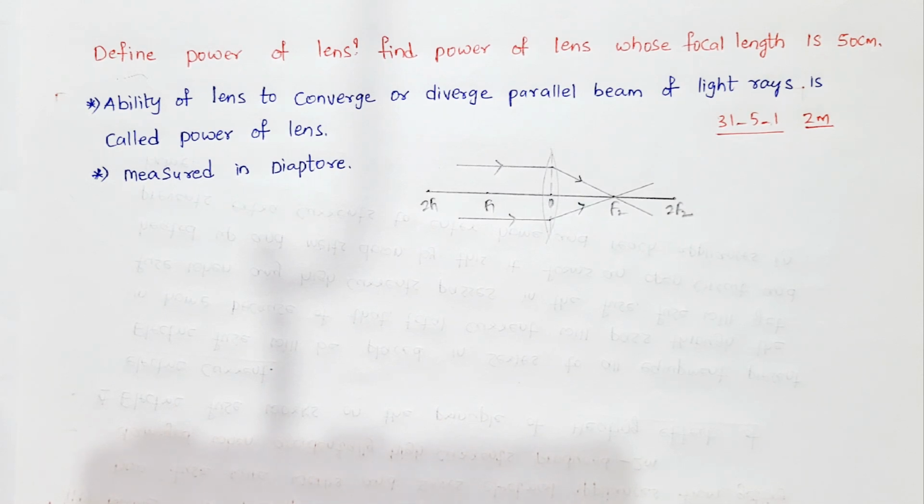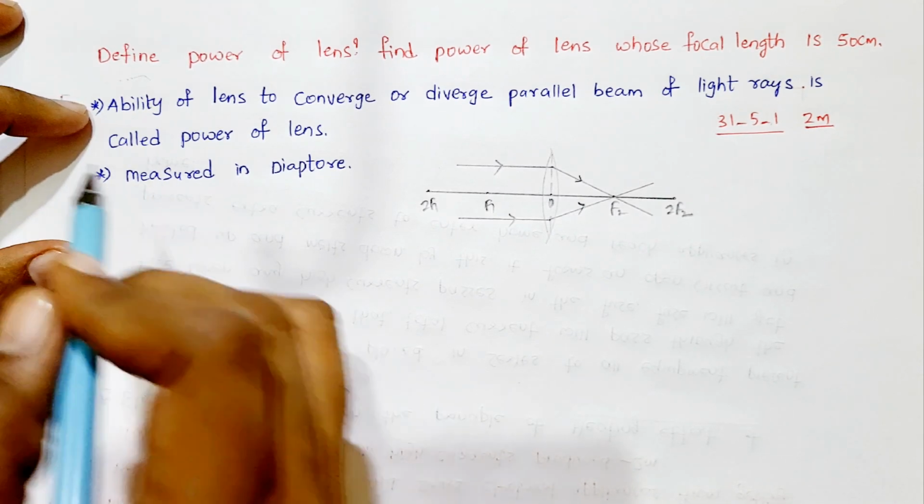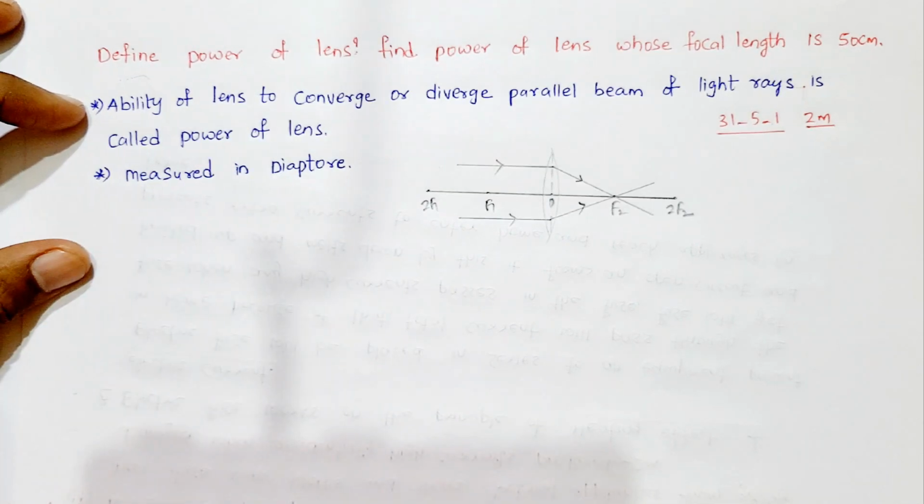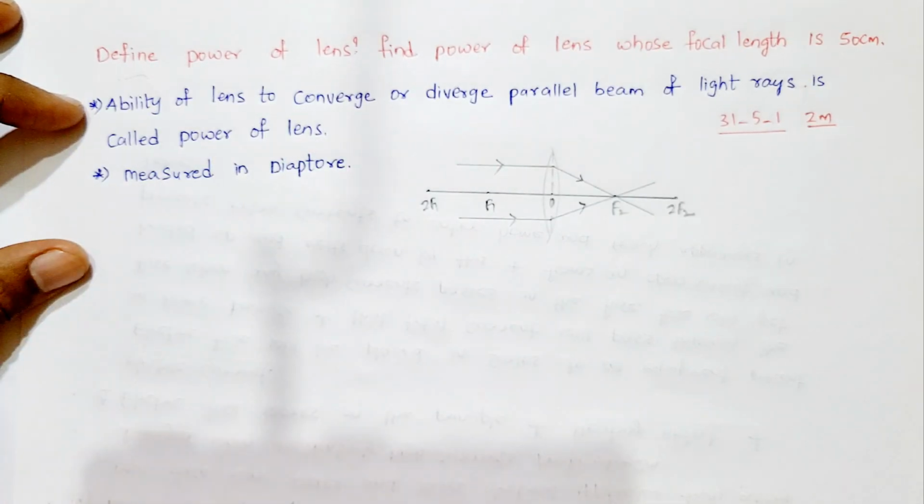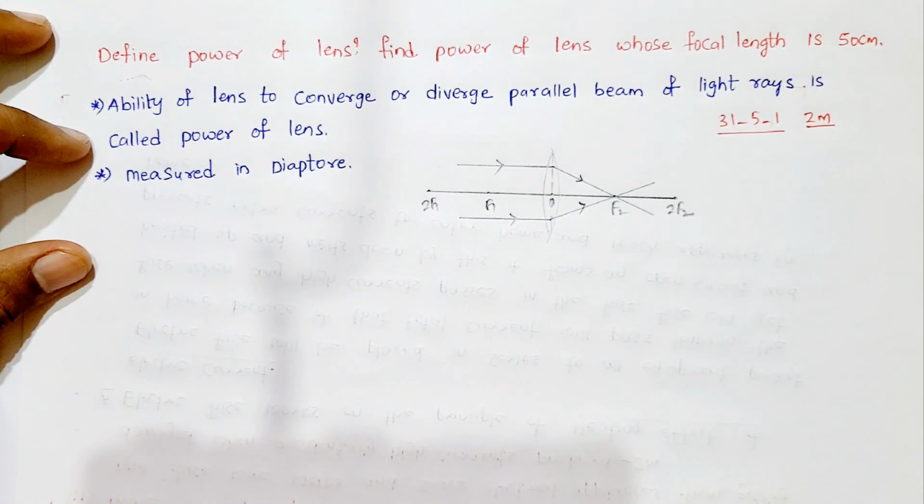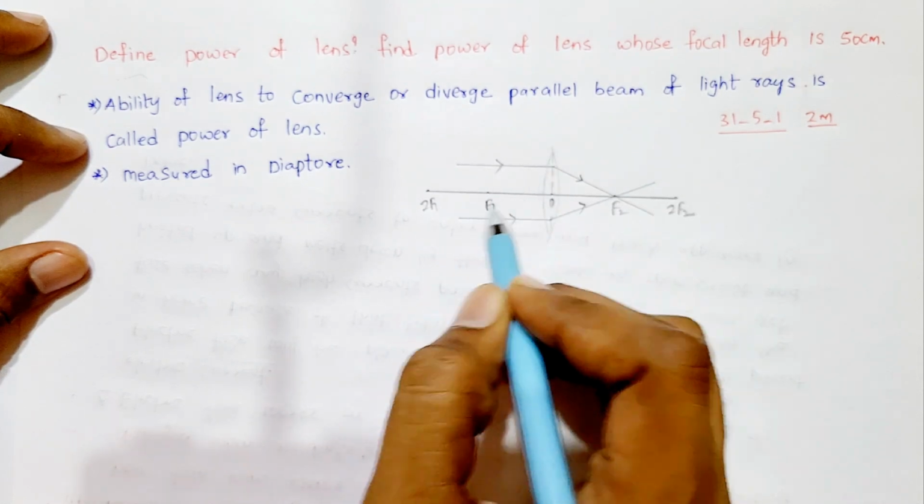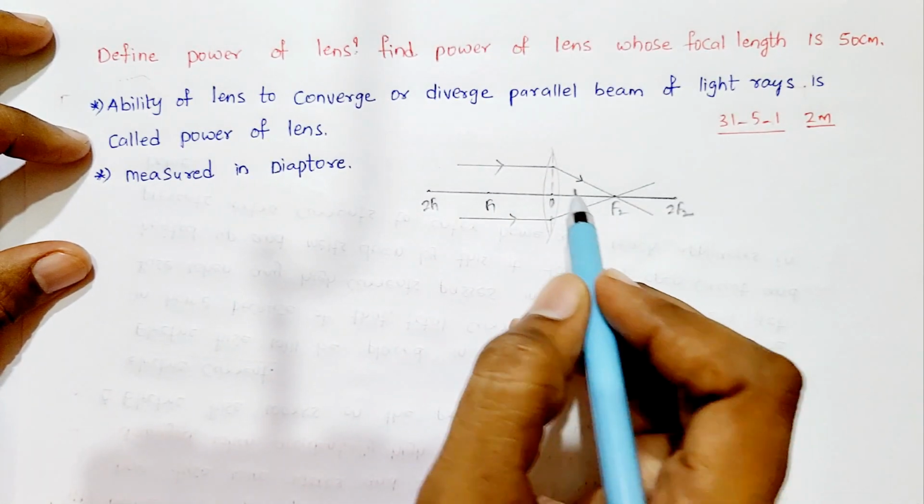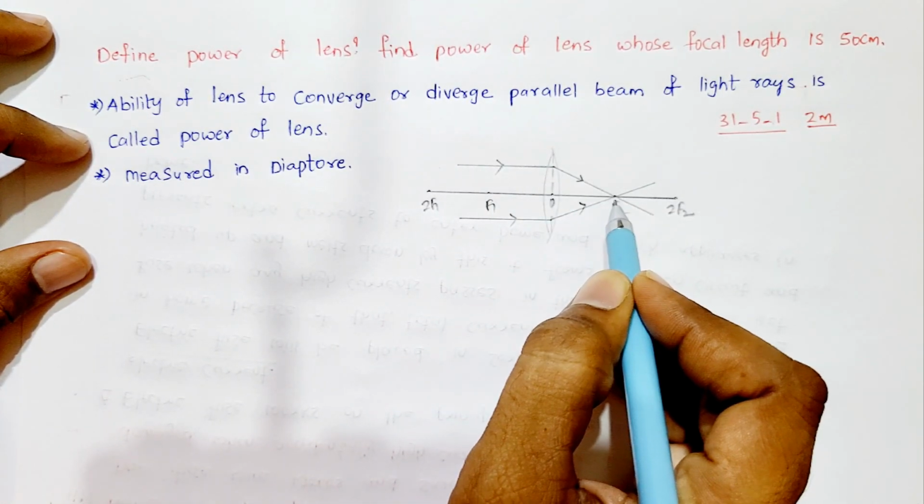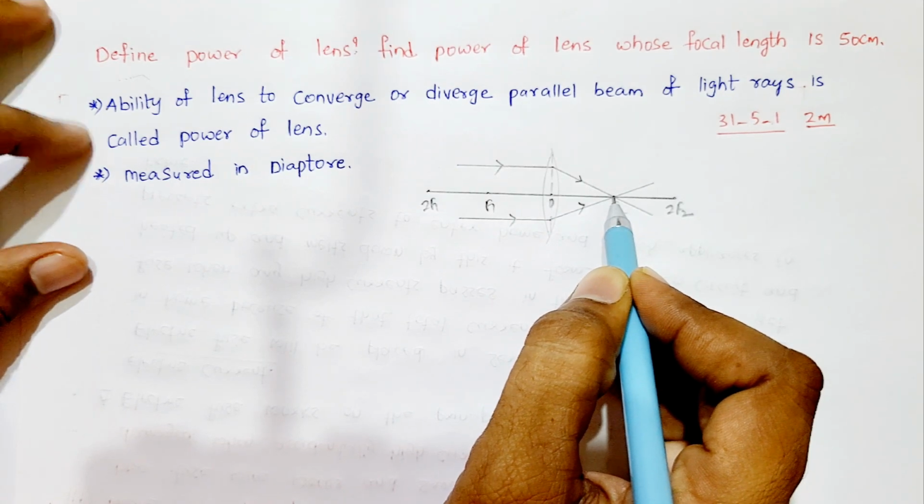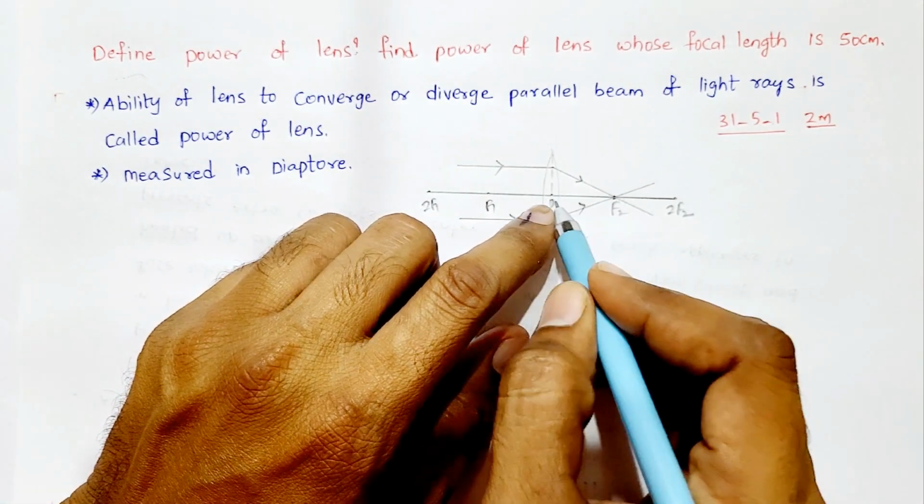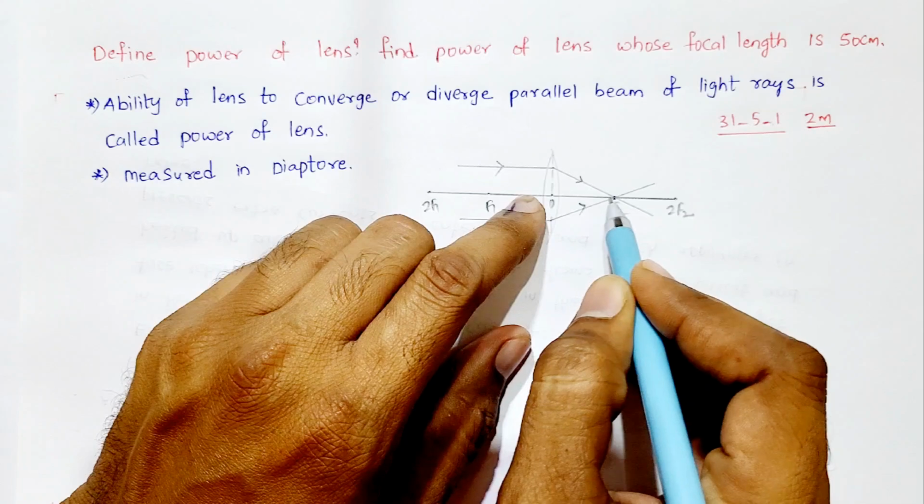Right? Power of lens can be defined as the ability of lens to converge or diverge a parallel beam of light rays. When a parallel beam of light rays falls upon the convex lens, it will converge the light rays towards a point. That point we call as focus. So from here to here, this distance is called as focal length.